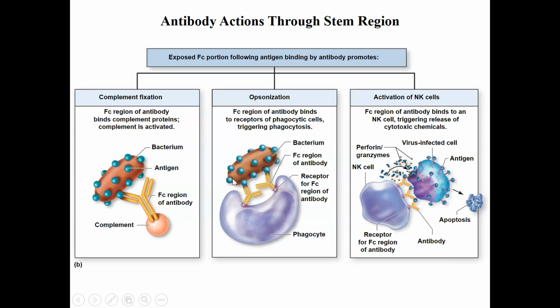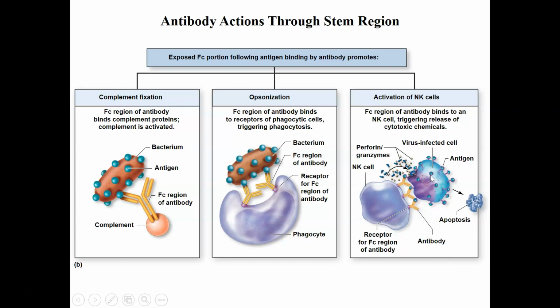This is illustrating opsonization by antibodies, right? So bound to a bacterial pathogen here. The stem region is exposed, and that's going to be a target for phagocytes to come along, internalize the pathogen, and break it down.